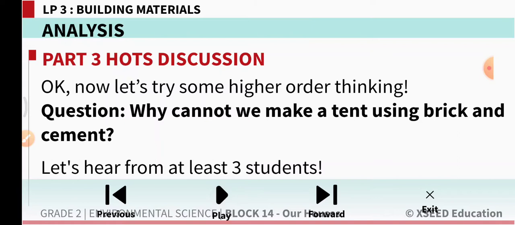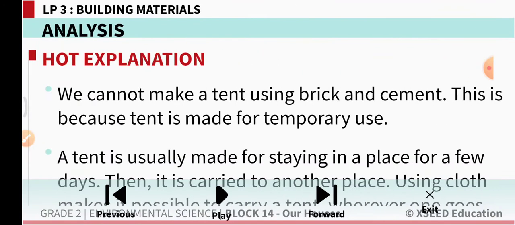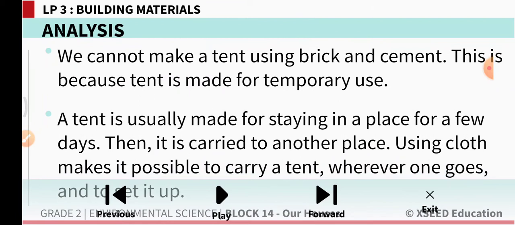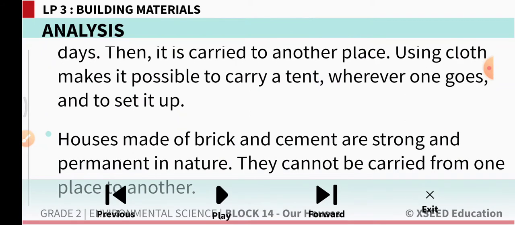Part 3. Why can we not make a tent using brick and cement? We cannot make a tent using brick and cement. This is because a tent is made for temporary use. A tent is usually made for staying in a place for a few days. Then it is carried to another place. Using cloth makes it possible to carry a tent wherever one goes and to set it up. Houses made of brick and cement are strong and permanent in nature. They cannot be carried from one place to another.